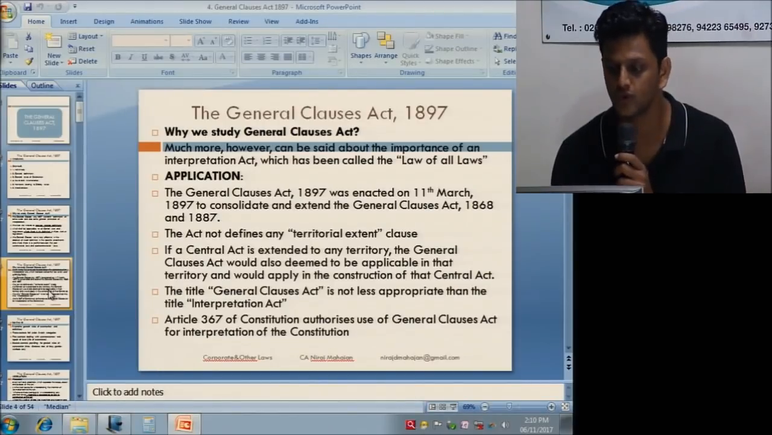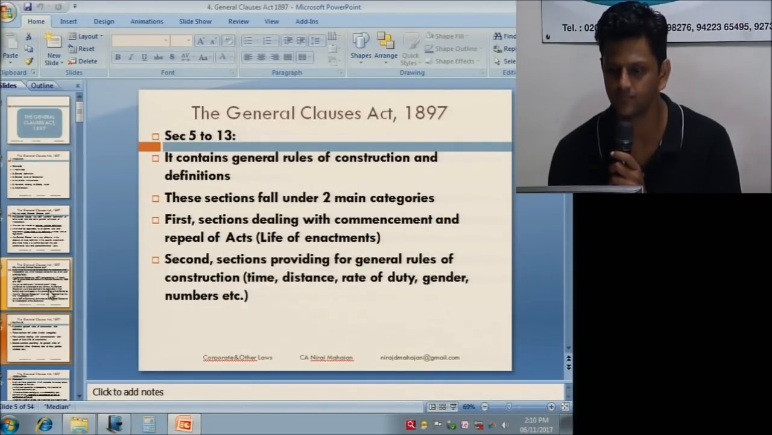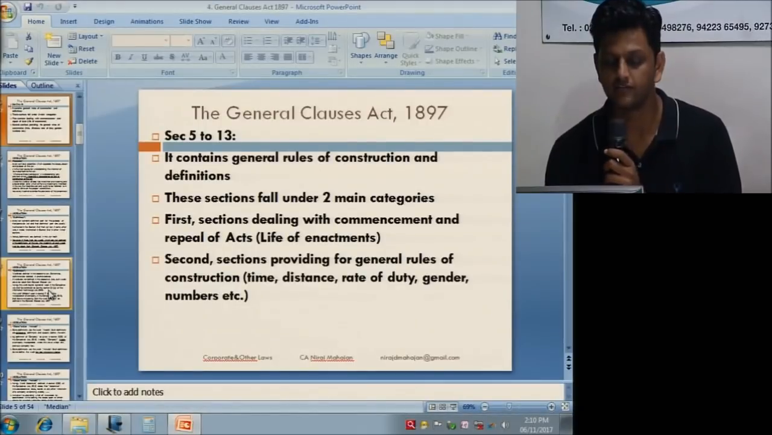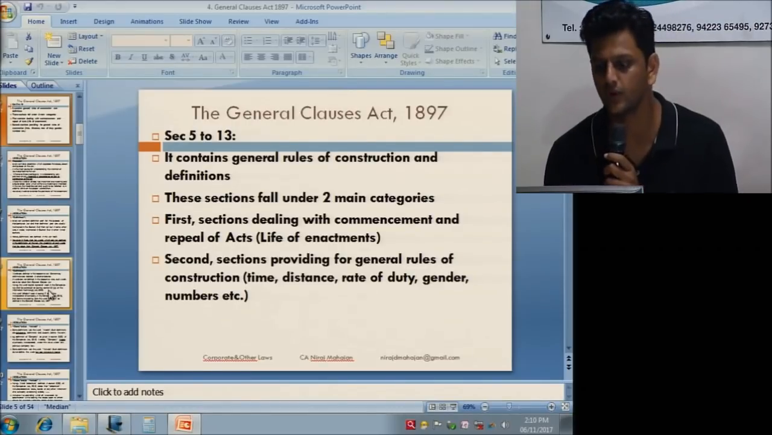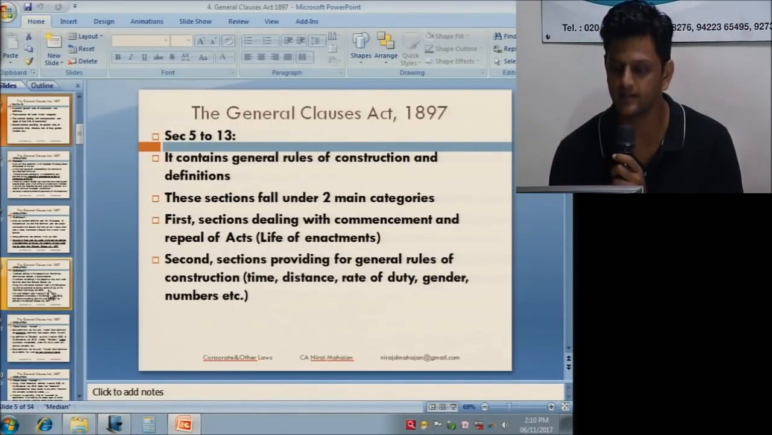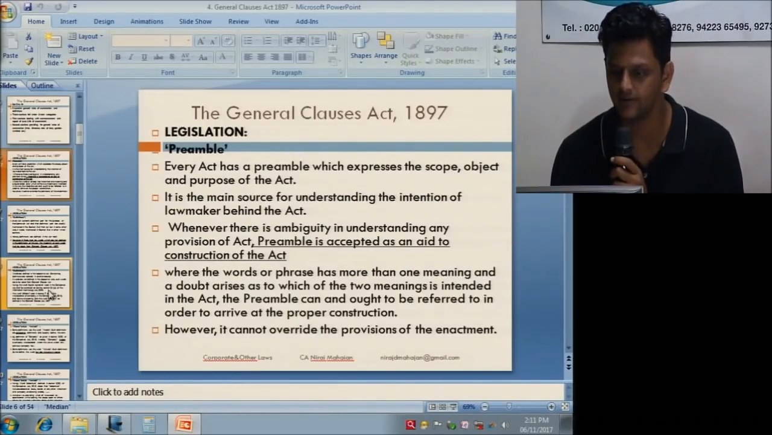Act. That means if you want to understand the Constitution, or if there is any confusion in understanding the Constitution, you can take a reference of this Act, where it is given in Article 367 of the Constitution, correct? Then Sections 5 to 13 are distributed in two parts. One is about when an act will be enacted, when it will be repealed, etc. And secondly, it is about general rules which we use for understanding time, distance, gender, etc., right?